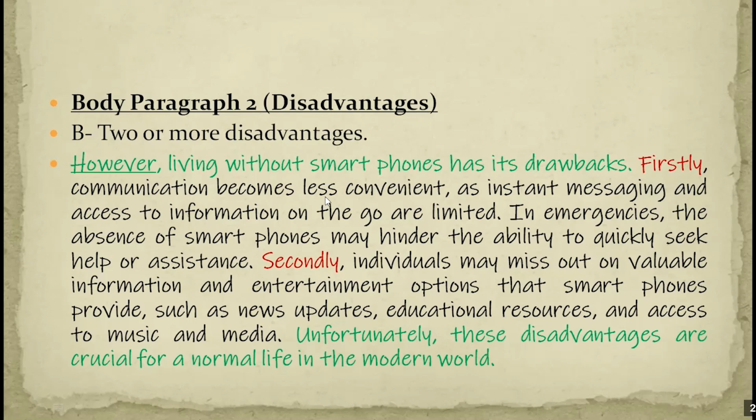Firstly, communication becomes less convenient as instant messaging and access to information on the go are limited. In emergencies, the absence of smartphones may hinder the ability to quickly seek help or assistance. Secondly, individuals may miss out on valuable information and entertainment options that smartphones provide, such as news updates, educational resources, and access to music and media. And then you can end with a concluding sentence. And as we said before, this concluding sentence is optional. Unfortunately, these disadvantages are crucial for a normal life in the modern world.